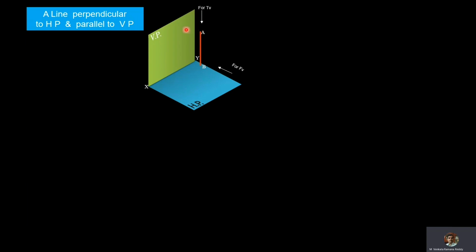Now we'll draw projectors from A as well as B, and these projectors meet the vertical plane at A dash and B dash. This is A dash and this is B dash. We'll join these 2 points. This is the true length in front view.